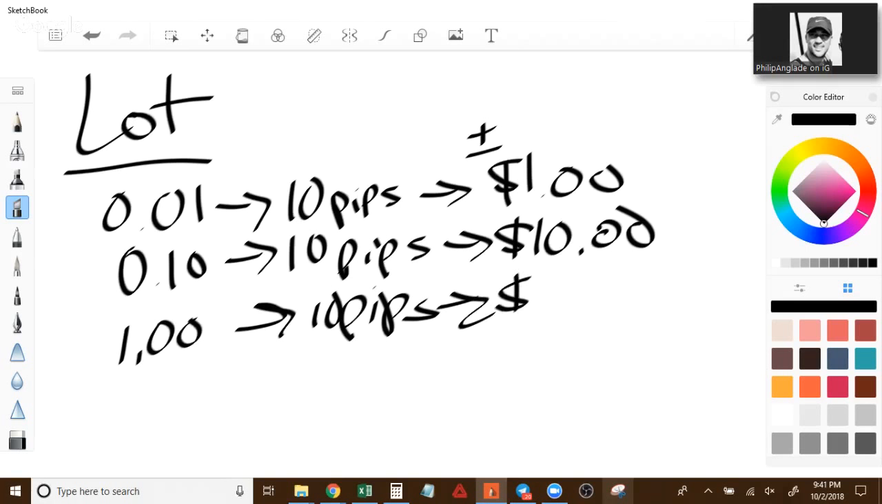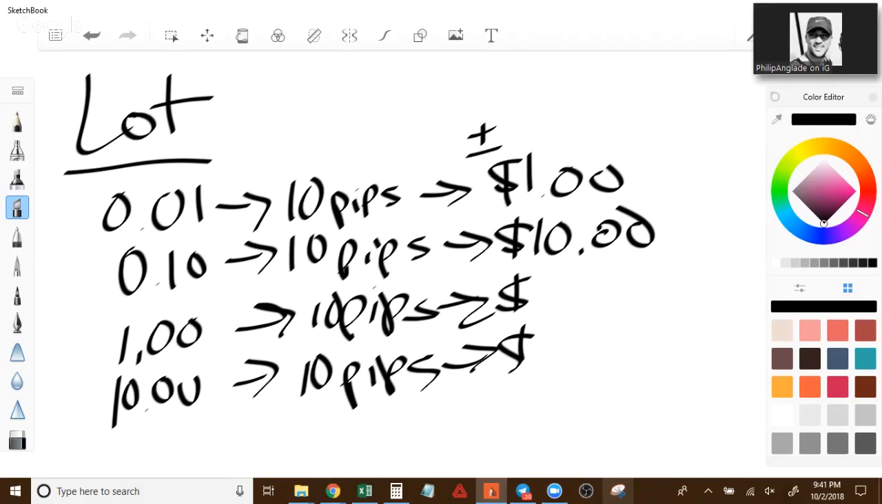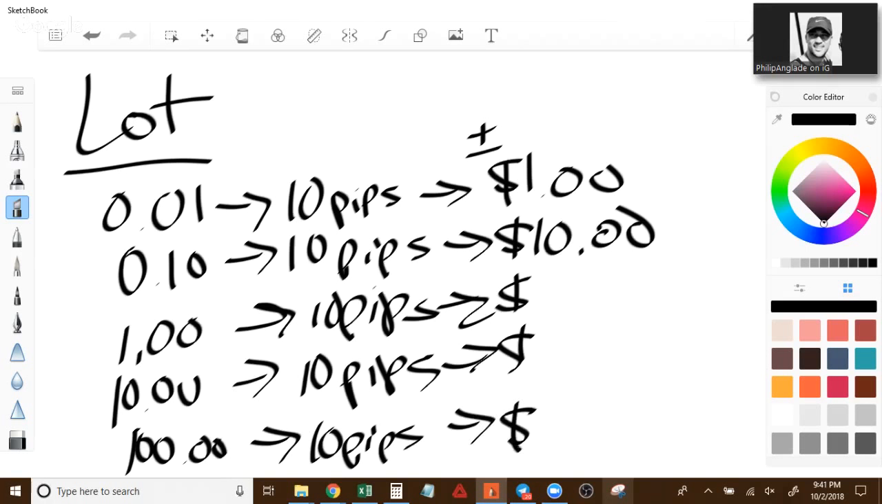that is moving plus or minus, how much do you think? I'll get back to that one. Let me know what you think. 10 pips, this is moving, how much do you think? And this right here, 10 pips, how much do you think? Let me know in the chat box. So the first one is $100, second one $1,000, and the last one $10,000.